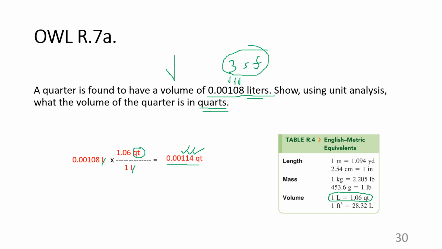Does the answer make sense? Yes, it does, because a quart and a liter are almost equal quantities. There's 1.06 quarts in 1 liter. So I'm expecting a very similar number to what I started with. It'll be slightly higher, and that is what I got. I started with 0.108, and I ended with 0.114, a little bit higher number. So yes, the answer does make sense.